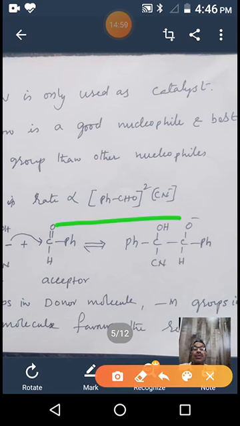So benzaldehyde molecules to the power of 2 and a cyanide molecule. That's why the order of the reaction is 3.